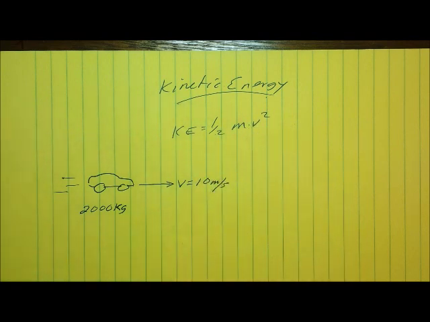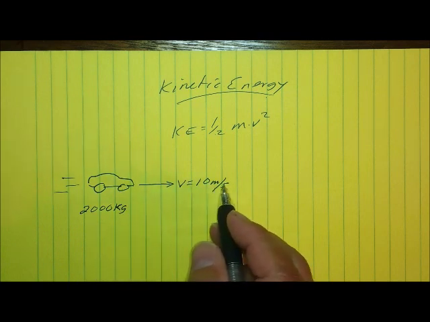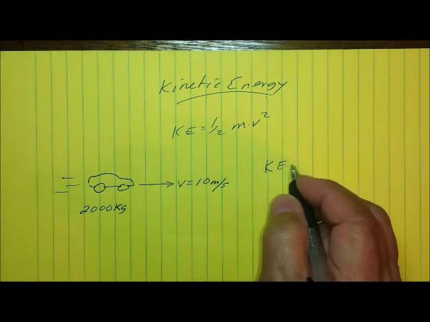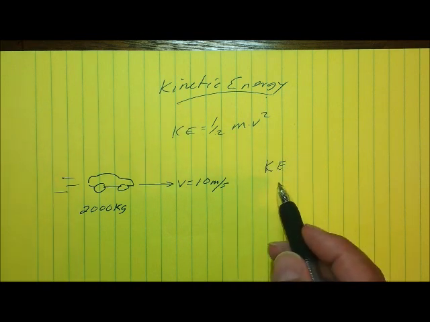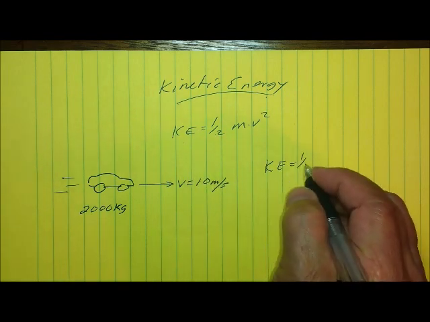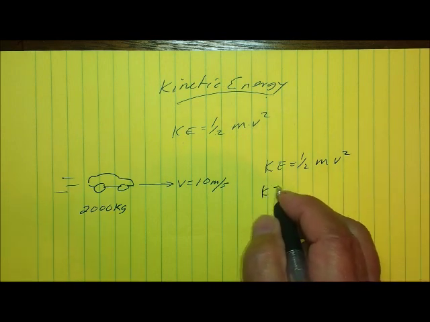So let's look at this situation. We have a 2,000 kilogram car. It's traveling with a velocity of 10 meters per second. What is its kinetic energy? Well, in order to calculate that, all we have to do is just set this equation up. Kinetic energy equals 1/2 mv squared. Plug in a few numbers.